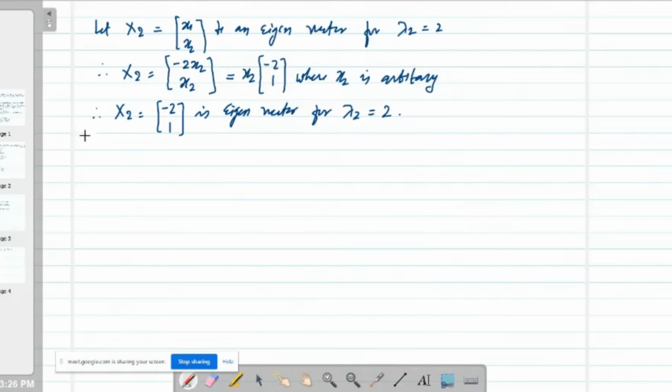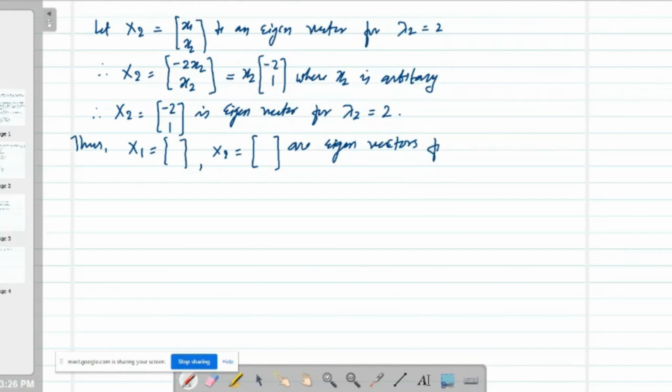Thus, we have the first eigenvector x1 and the second eigenvector x2 as the eigenvectors for eigenvalues lambda 1 equal to 1 and lambda 2 equal to 2 respectively.